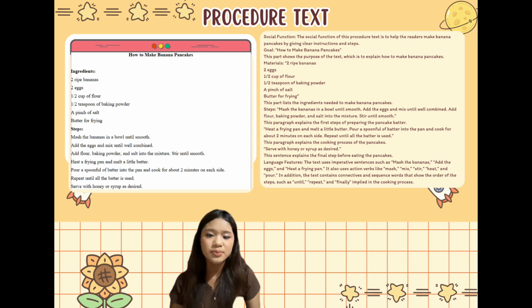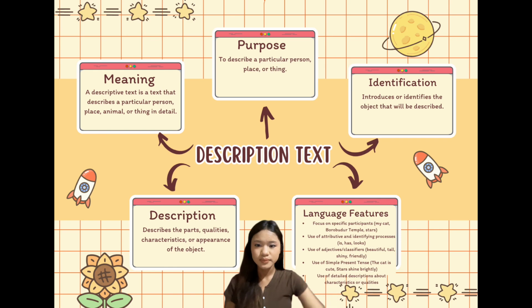Then the final step says serve with honey or syrup as desired. The sentence explains the final step before eating the pancakes. The language features can be seen from imperative sentences such as mash the banana and add the eggs. Action verbs like mash, mix, and pour. Connectives and sequence words such as until and repeat.